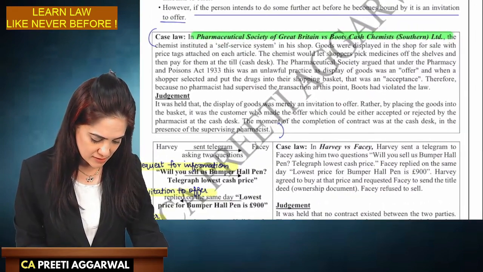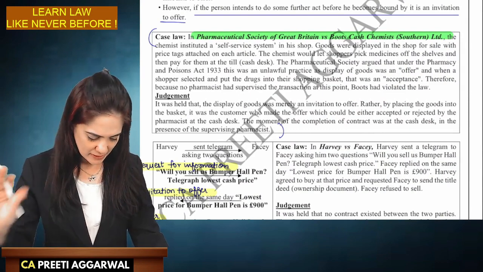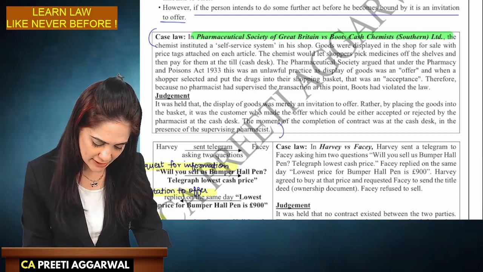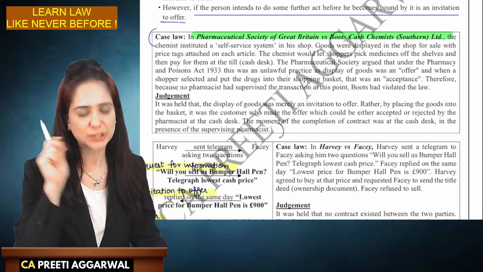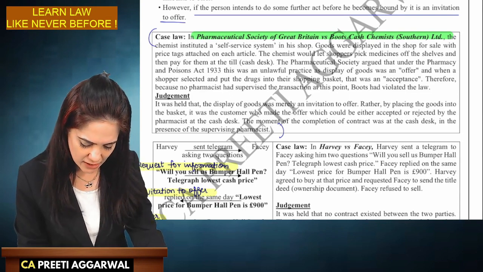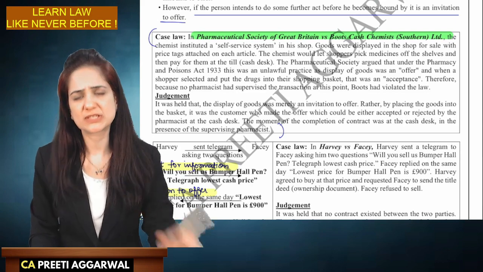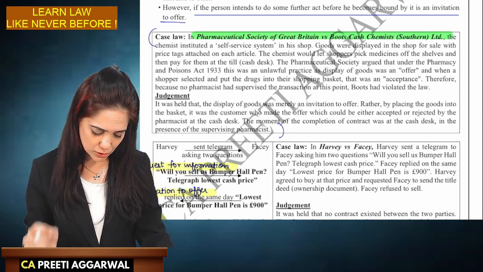The chemist instituted a self-service system. The goods were displayed. The tag was attached to it. The chemist would let the shoppers pick the medicines, pay for them at the till. What is the meaning of till? Cash box. Pharmaceutical Society argued that the Pharmacy and Poisons Act was violated. This is an unlawful practice. Display is offer. When the shoppers select and put the goods, that is acceptance.